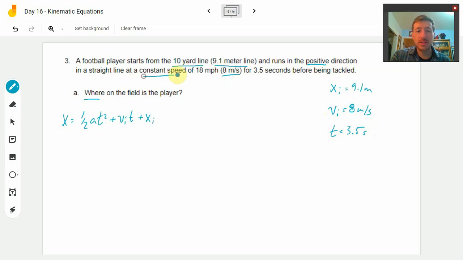Now, they run a straight line at a constant speed. What that constant speed means is that the acceleration is going to be 0. Their speed is not changing, their velocity is not changing, so the acceleration is 0. So we can also plug that in. Our acceleration is 0 meters per second per second. So let's plug these in.